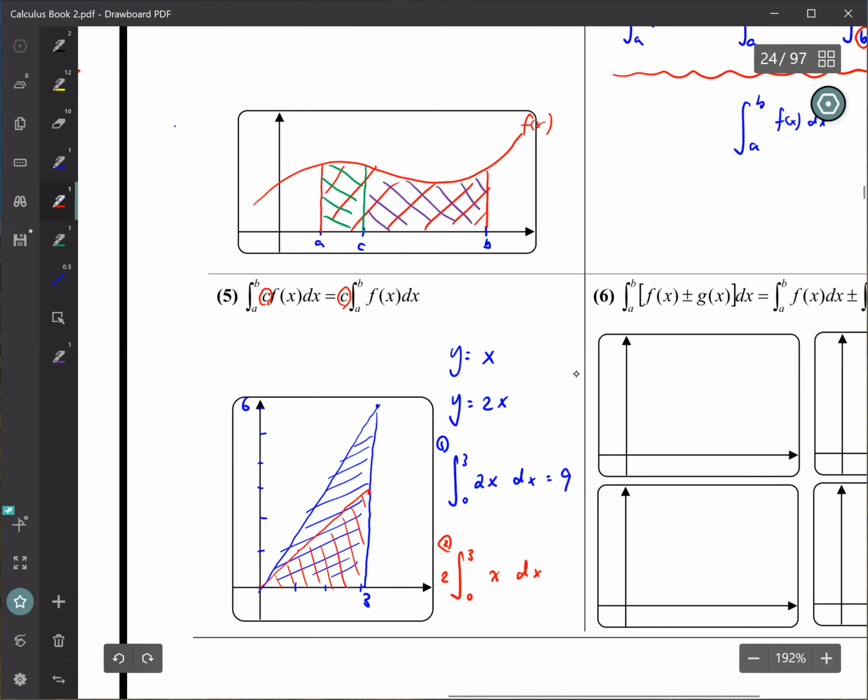Okay, so the area for that one will be 3 times 3 divided by 2. So that's 4.5, right? 4.5 times 2, so that's also a 9, right? So that's showing you that you can pull out the constant, okay? Because you can think of it as every part is getting double, right?